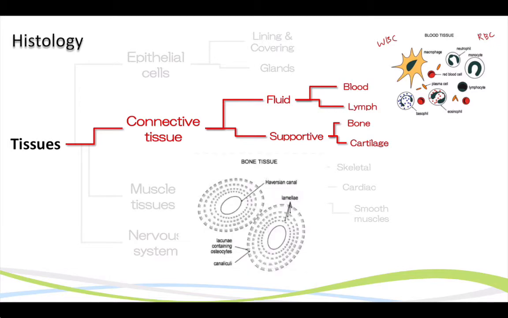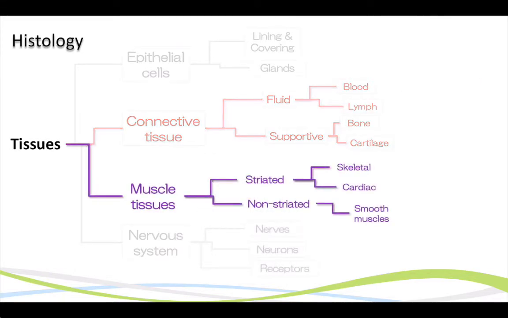If we look at the different structures from the fluid to the bone, you can see it becomes the hardest material inside the body. And as I said, muscle tissue is based on appearance, striated or non-striated.